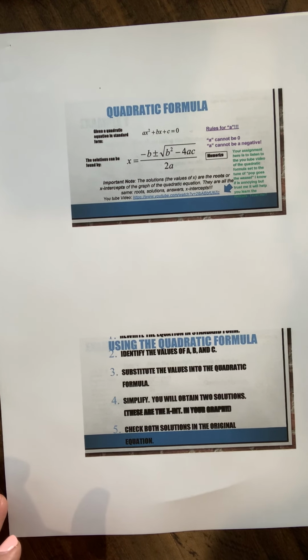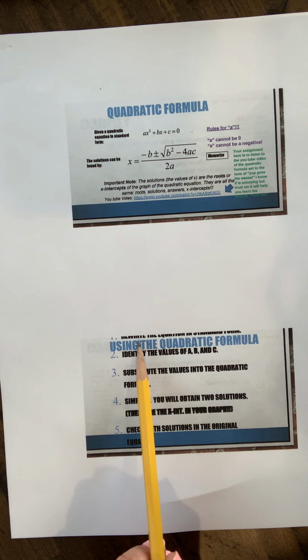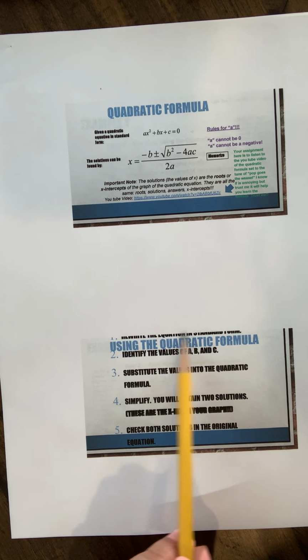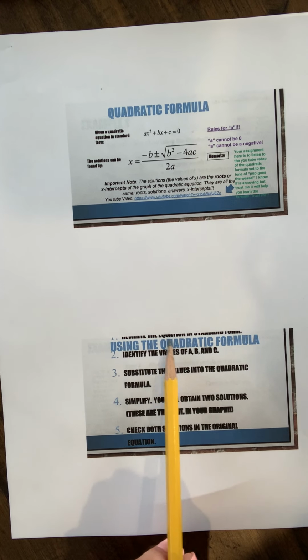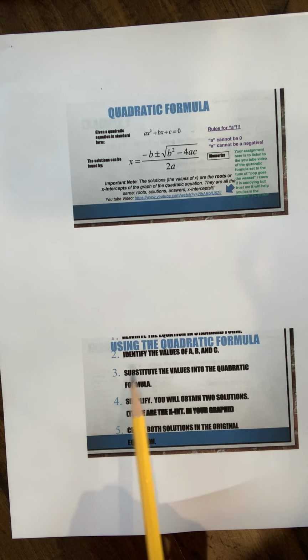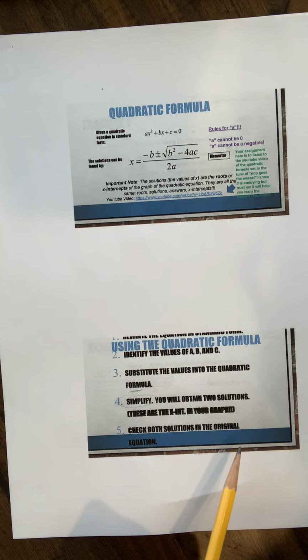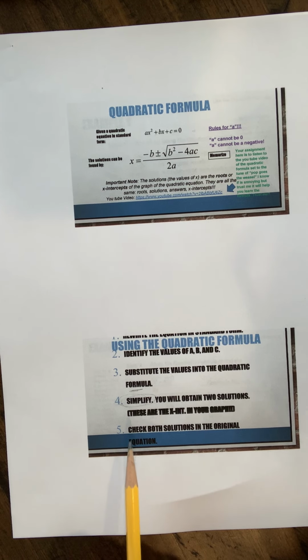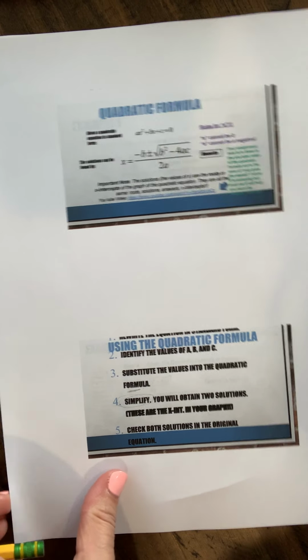And then here are steps for using the quadratic formula, okay? You have to first rewrite the equation in standard form. That's kind of cut off when I printed it. But number 1 is rewrite the equation in standard form. Number 2 is identify the values of A, B, and C. Once you identify those values, you're going to substitute them into the formula. And then you're going to actually solve or simplify. You'll get 2 solutions. And guess what? Last step, you can always check your solutions, put them back into the original equation and see if they're correct.